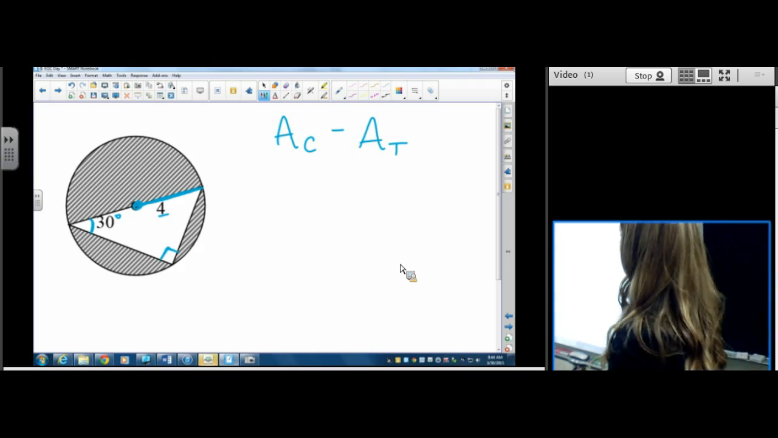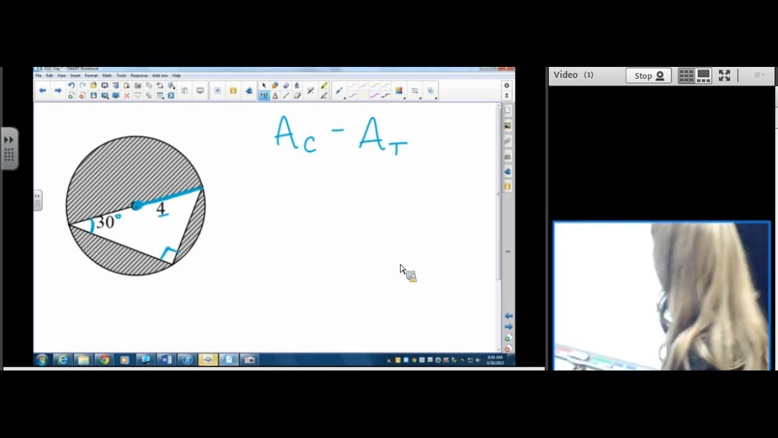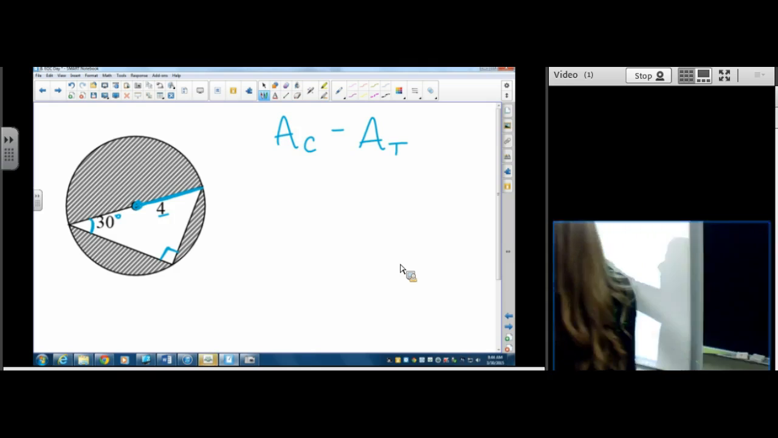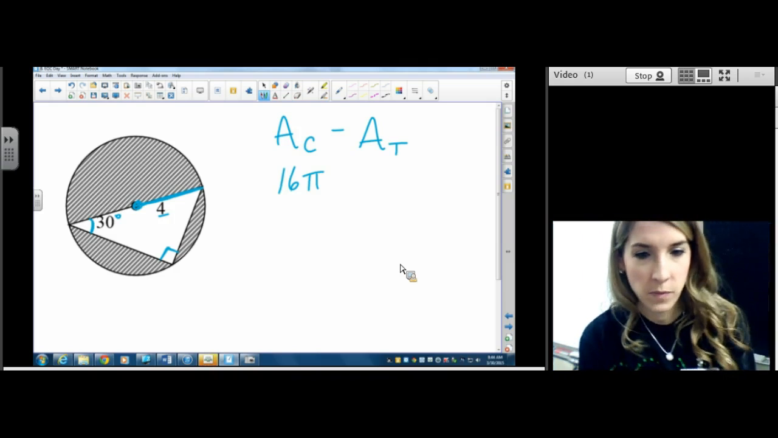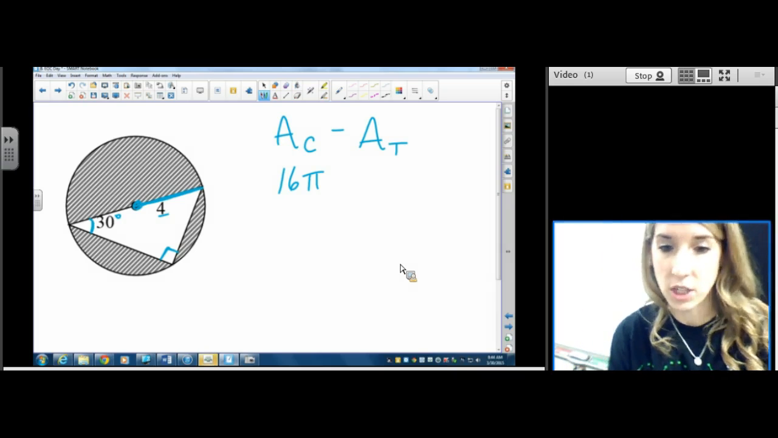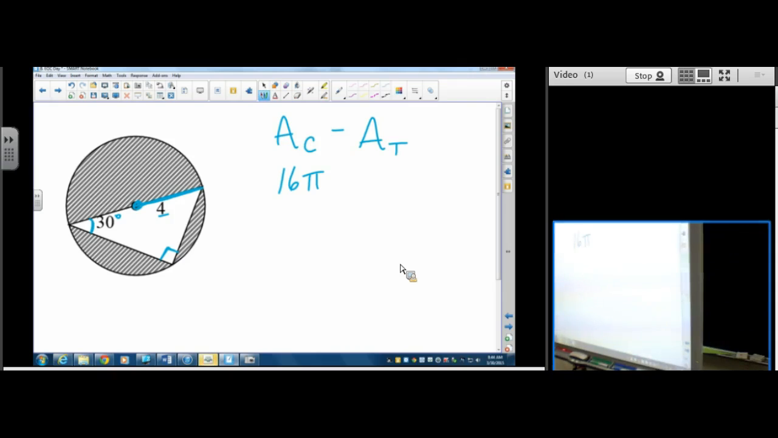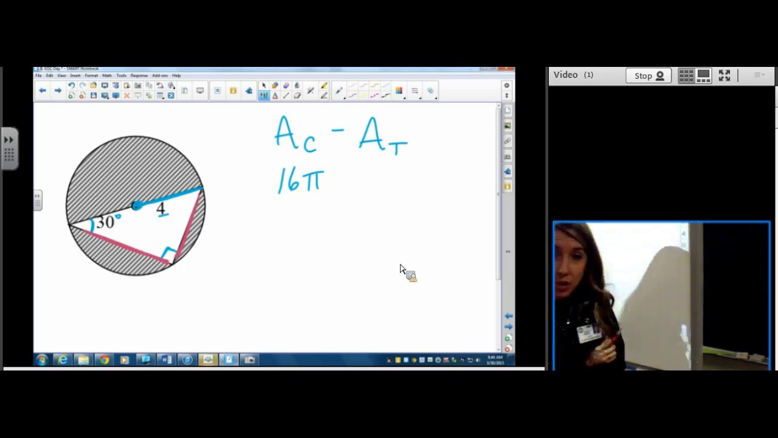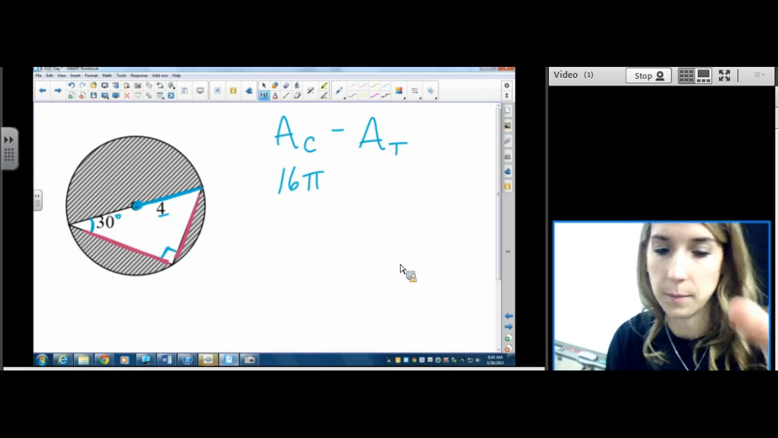All right, so let's find the area of the circle first, because that, quite frankly, is going to be the easiest part of this problem. Pi r squared. Is it okay if I just write 16 pi? Okay, now area of the triangle. Base times height divided by 2. Your base and your height are the two sides that are perpendicular. Base and height. I don't care which one is which. They are interchangeable, but make sure you're using the two sides that are perpendicular.